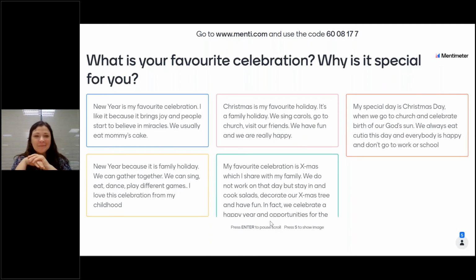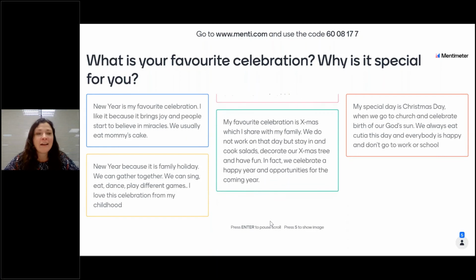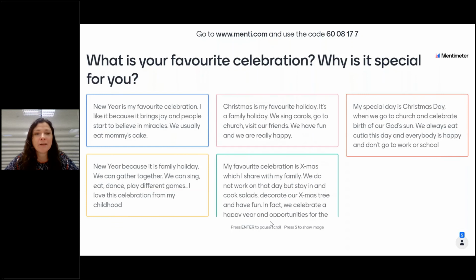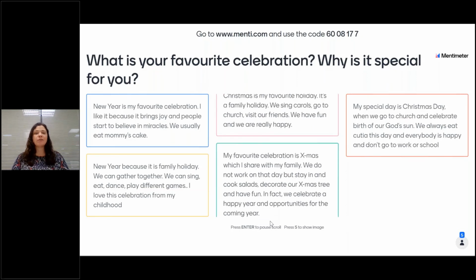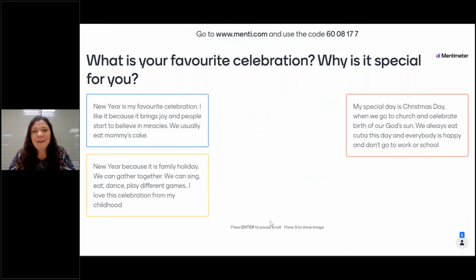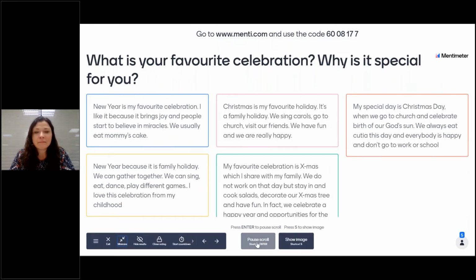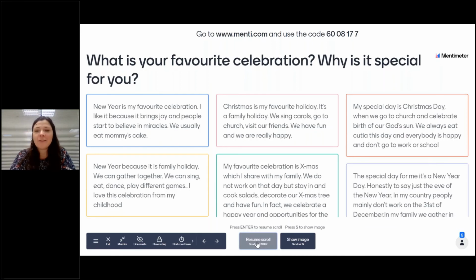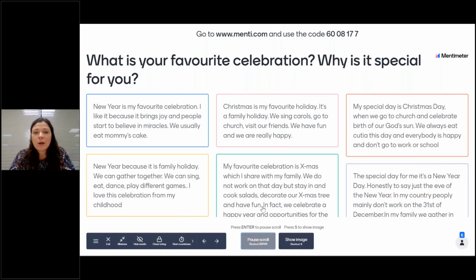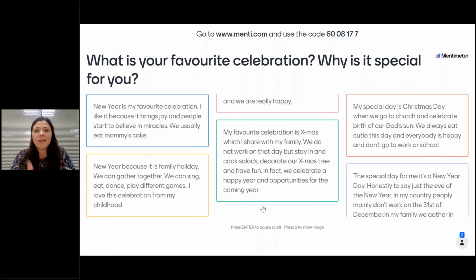Great. New Year, because it is a family holiday, we can gather together, we can sing songs, eat, dance, play different games. I like this celebration from my childhood. My favorite celebration is Xmas, which I share with my family. We do not work on the day, but stay in and cook salads, decorate our Xmas tree, and have fun. We celebrate a happy new year and opportunities for the coming year. Great job.